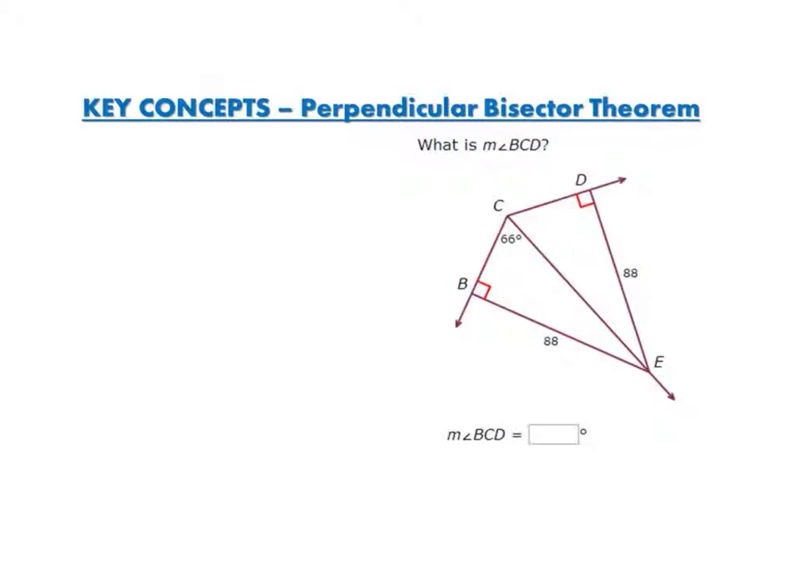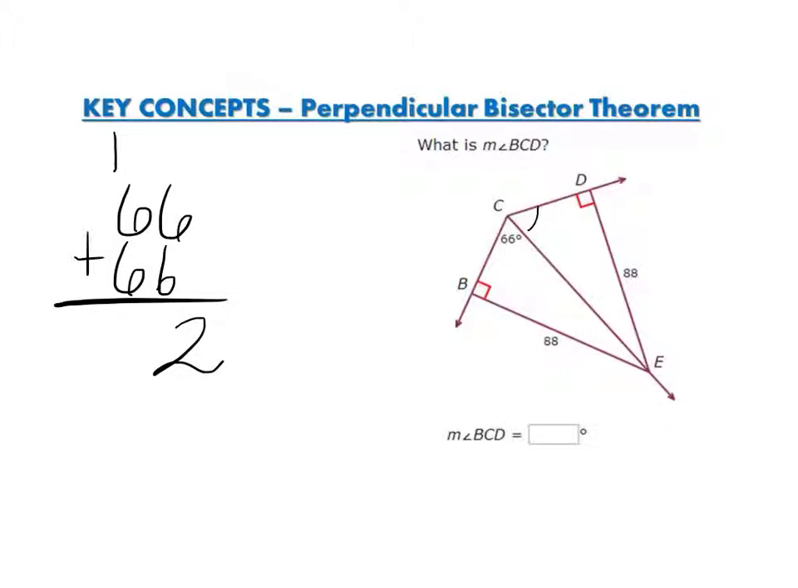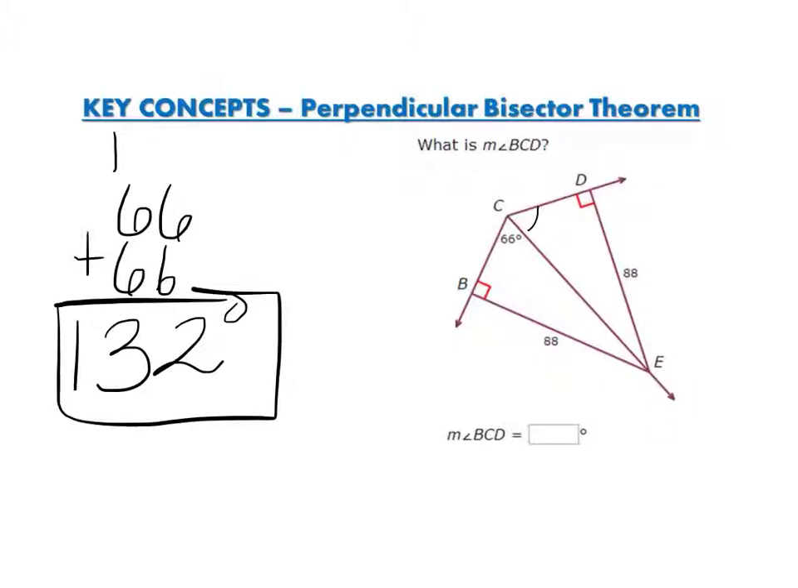This question asks, what is the measurement of angle BCD? So it really wants to know, what is the measurement of angle C? Well, I notice that I have two right triangles, and these sides are congruent, which makes this side congruent. So all I need to do to find this answer is to take 66 and add it to another 66 for that part right there, and I get 132. So the measurement of angle BCD is 132 degrees.